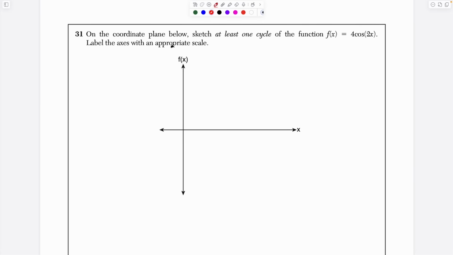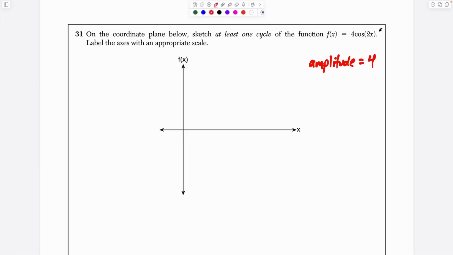Question 31, on the coordinate plane below, sketch at least one cycle of the function f of x equals 4 cosine of 2x, and label the axes with an appropriate scale. So for this one, we have to know the anatomy of a trig function like this. The 4 in front actually just tells us the amplitude. So we have an amplitude equal to 4.